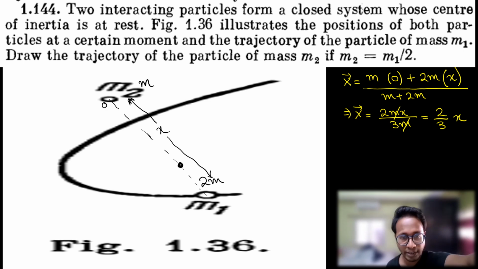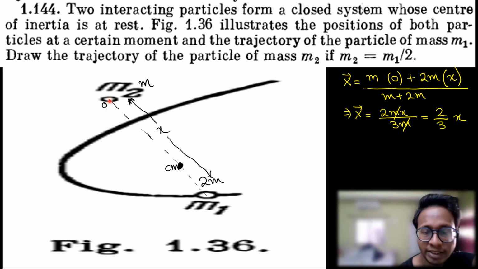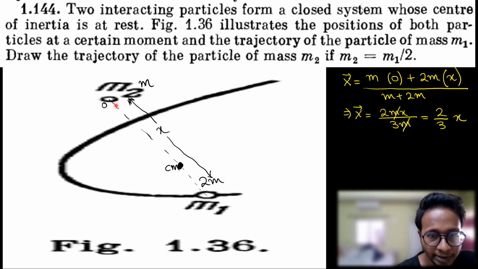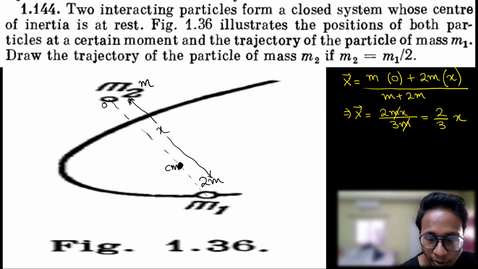Now that we got the center of mass, see one thing. We got the center of mass around here, and this center of mass is not moving. This M1 follows this path, M2 will follow another path, but the center of mass will remain stationary out here. So can I say this length is 2 by 3x and this length is 1 by 3x? The ratio of this length to this length is nothing but 2 by 3 is to 1 by 3, or 2 is to 1.